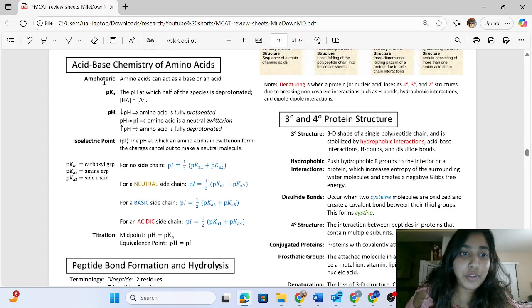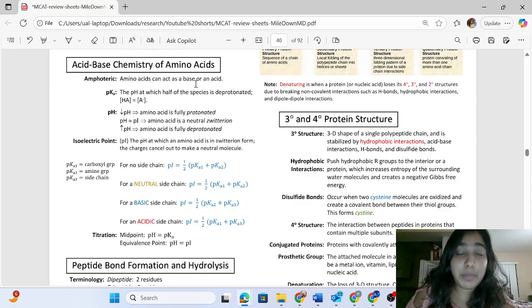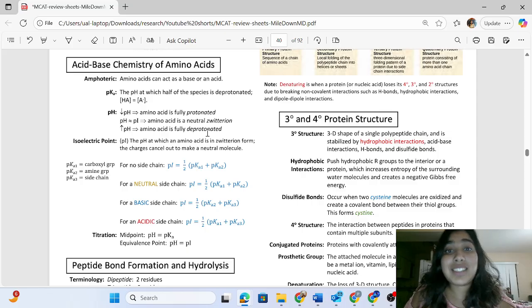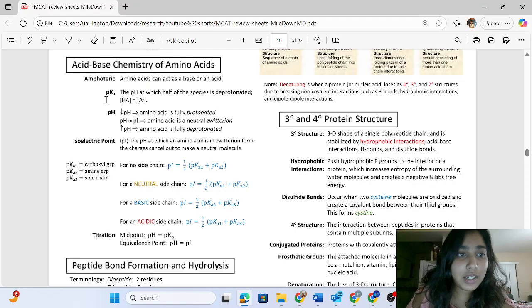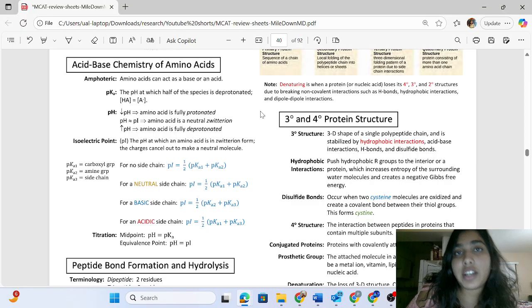Now we came to amphoteric. All amino acids are amphoteric. They can act as either a base or an acid, because they can be protonated and accept a proton, or they could be deprotonated and give away their protons. Okay, then there's a thing called pKa, which is the pH value when half of the species are deprotonated and half of the species are protonated.